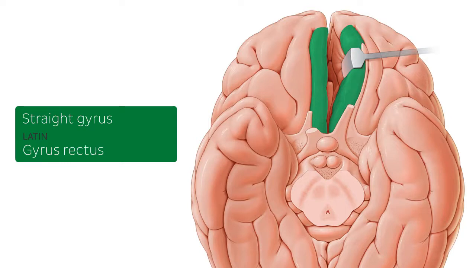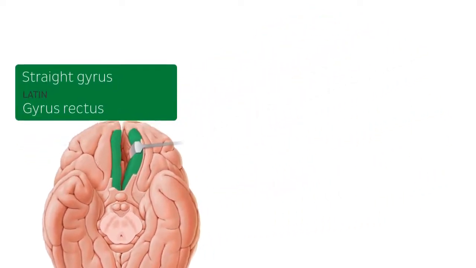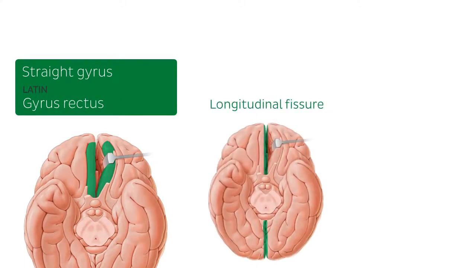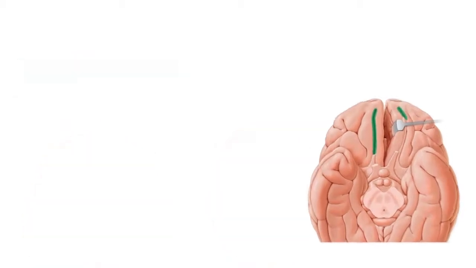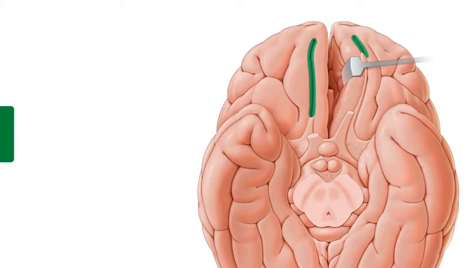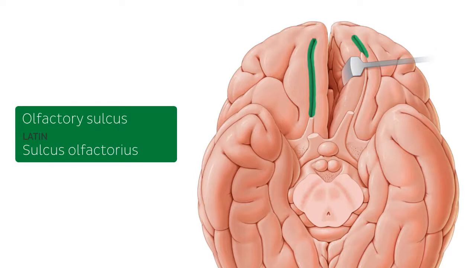between the longitudinal fissure, as you can see here on this image highlighted, and also between the olfactory sulcus, which happens to be the next structure that we're going to be talking about, the olfactory sulcus. And as you can see in our illustration, the olfactory sulcus is a groove that is located between the straight gyrus and the medial orbital gyrus.